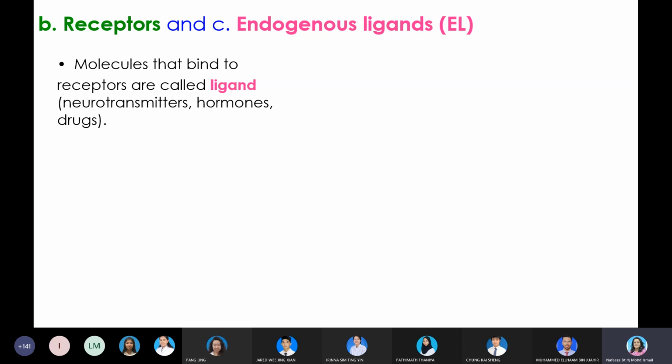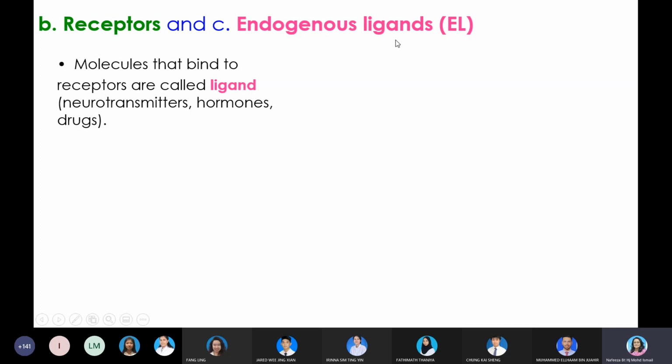Ligands are anything that can bind to a receptor, full stop. Endogenous ligands are neurotransmitters and hormones, right? Drugs are also called ligands, but obviously they're not endogenous, because they're exogenous. We have to take them in. So let's see what endogenous ligands do.